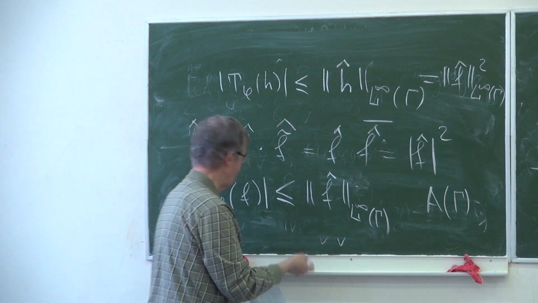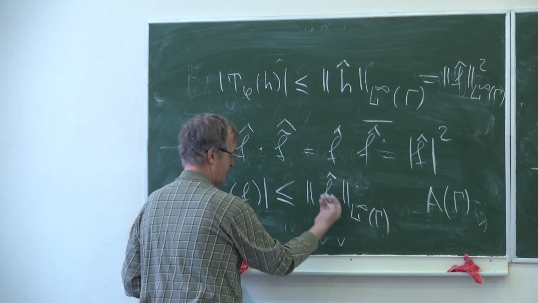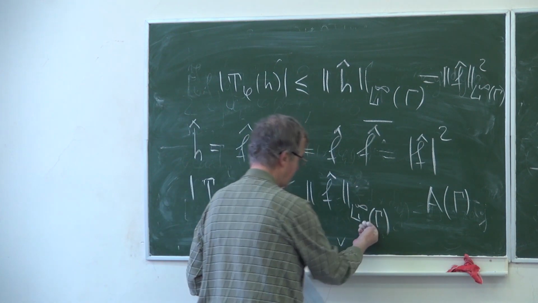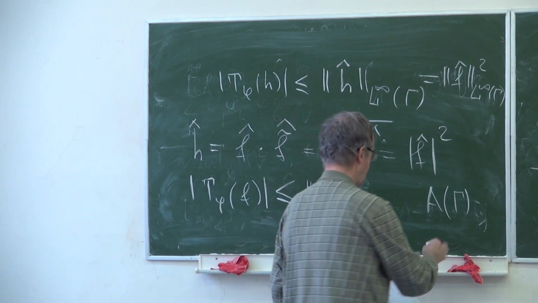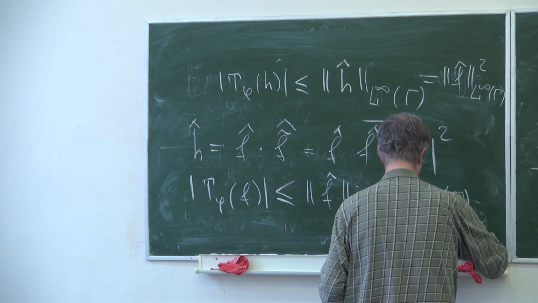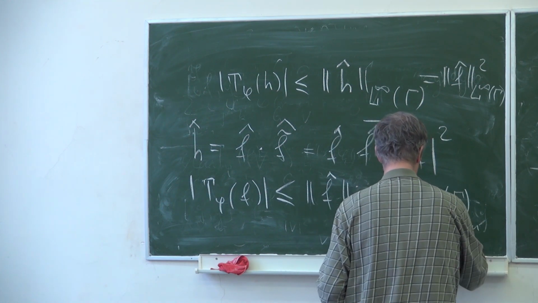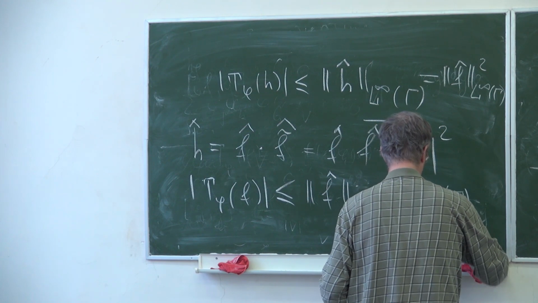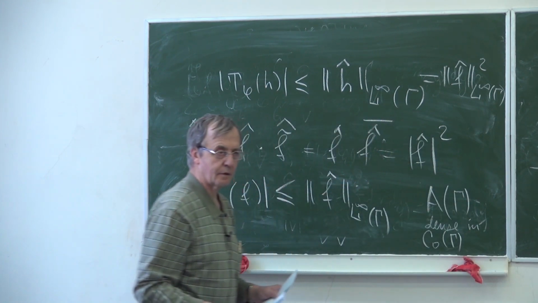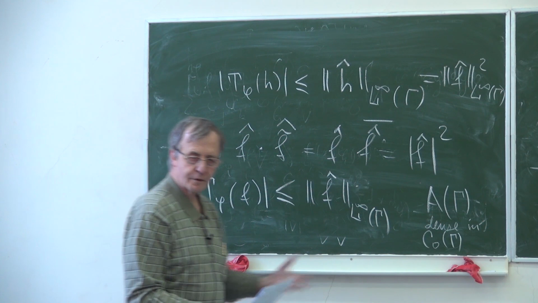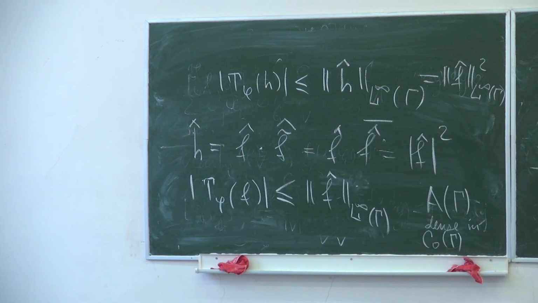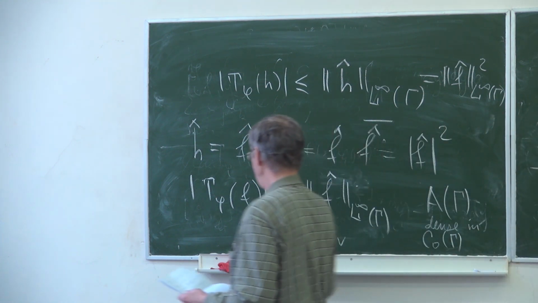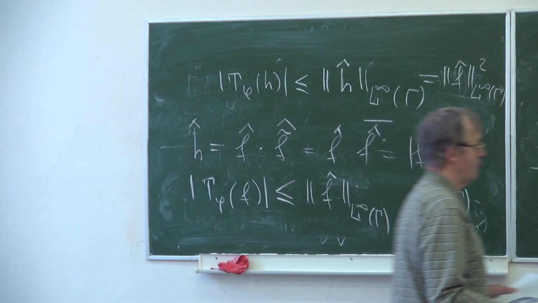That is, in fact, this is a functional on this space with this norm, and this space is dense in the space C0 of gamma of all functions that tend to 0 at infinity. Or if there is a unit there, then C of gamma. Anyway, it follows that it is represented by some measure.